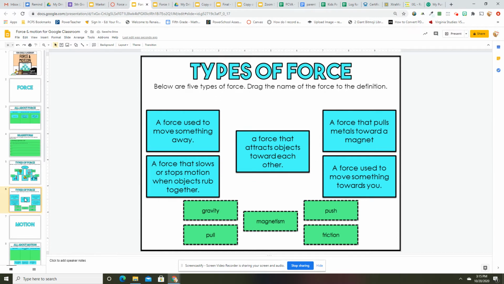Okay. Types of force. Below are 5 types of force. Drag the name of the force to the definition. All right, so you have gravity, pull, magnetism, push, or friction. So based on the pictures we just used, I want you to put these in the right spot, okay? So just drag these where they go, just like that, okay? So I'm going to leave that one alone.